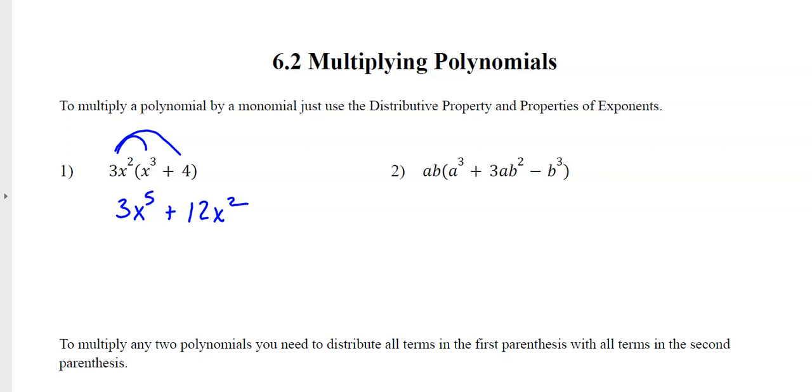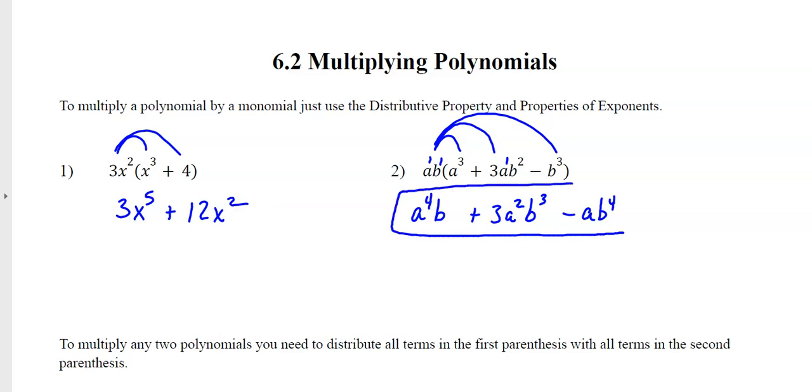Next part, now we got 2 variables. So this is really a to the first, b to the first. Because remember when you're multiplying, you're adding those exponents, so that 1's important. So when I do this first piece, I'm going to have a to the fourth, and then the b is just going to kind of follow. Now I got to go this way, so I'm going to have 3 as my coefficient. A to the first times a to the first is a squared. B to the first times b to the second, b cubed. And finally the last one, I got a subtraction symbol. It's going to be a to the first, and then b to the first times b to the third, that's b to the fourth power. No like terms there, so we're all set.